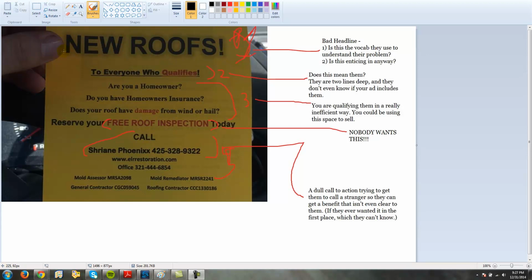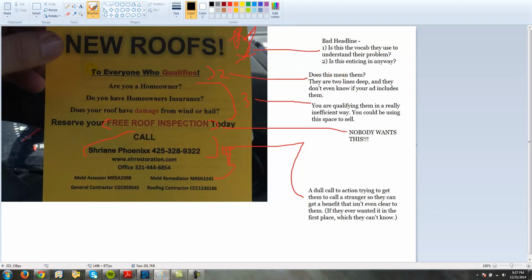Also, is new roofs, and I wrote over here, is this the vocabulary they use to solve their problem or to understand their problem? And my guess would be no. A lot of people probably aren't at that stage yet where they're thinking, I need a new roof. They might be worried about damage that's on their roof that they don't really want to think about or deal with right now. They may think that the roof needs to be repaired, but they may not necessarily be at that new roof stage. They may not know or think that they're ready for that quite yet. Also, this by itself is not really enticing.